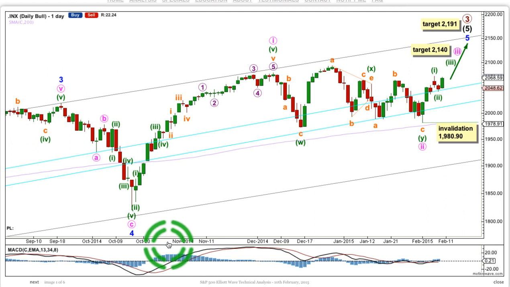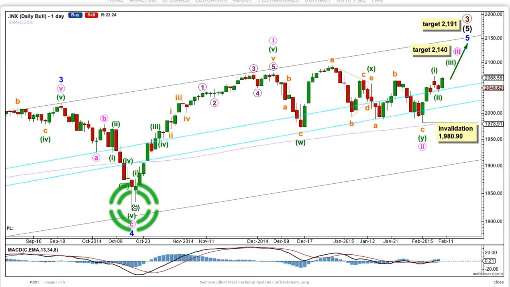The main wave count and the alternate see intermediate 5 as incomplete, and within it minor wave 5 as incomplete. The main wave count sees intermediate wave 5 as an impulse. We have a 5-3-5 complete up here. This is 1, 2, 3, 4, and the fifth wave is underway at minor degree.